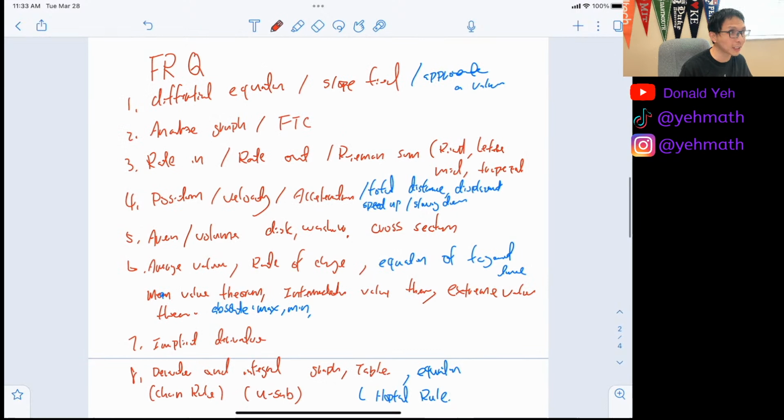Okay, so this is 8 or 9 different topics I will choose from. I know my handwriting is bad. The first one's differential equations. Slope field, approximate a value, so approximate value using the equation of the tangent line probably. Usually that's one question. The second question, analyzing the graph, FTC. So something to do with FTC, you want to analyze the graph. The second question should be easy for you guys, hopefully.